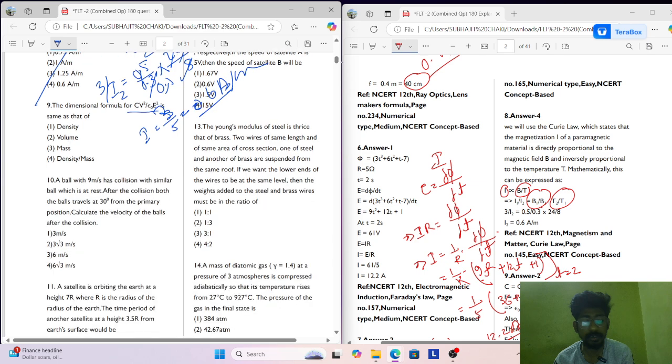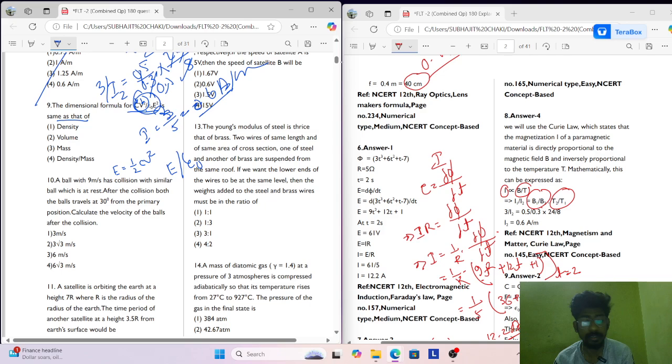Dimensional formula of CV square is the same as that of which quantity? By dimensional analysis you can calculate this. C is the capacitance, V is the voltage, and you know the energy stored in a capacitor is half CV square. So CV square is nothing but energy.